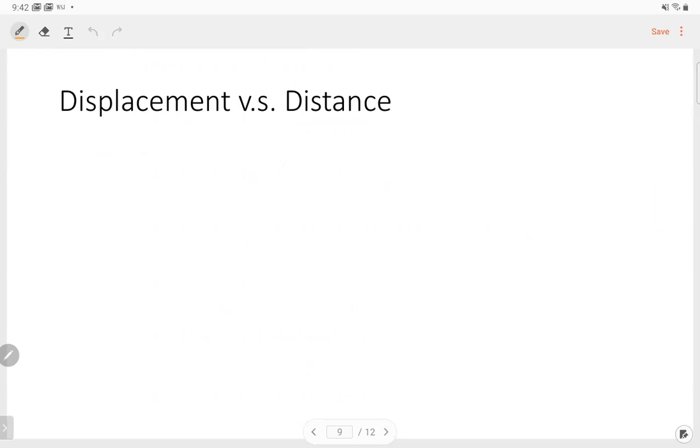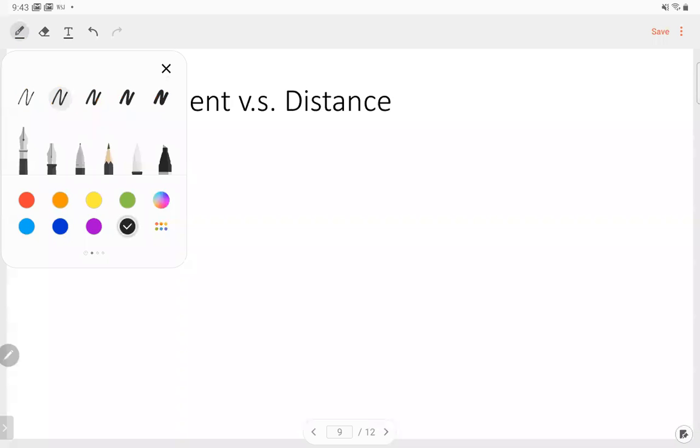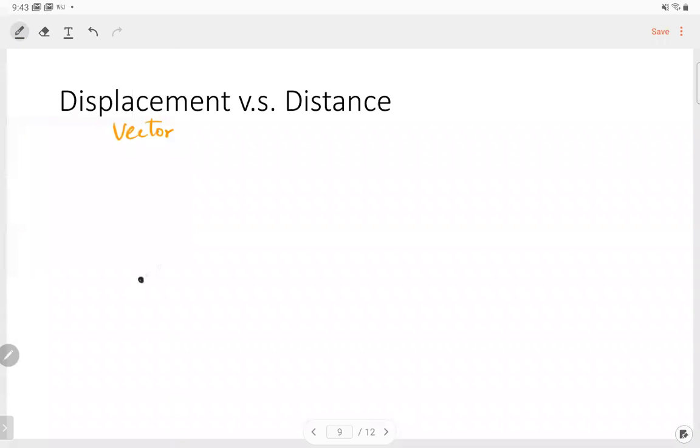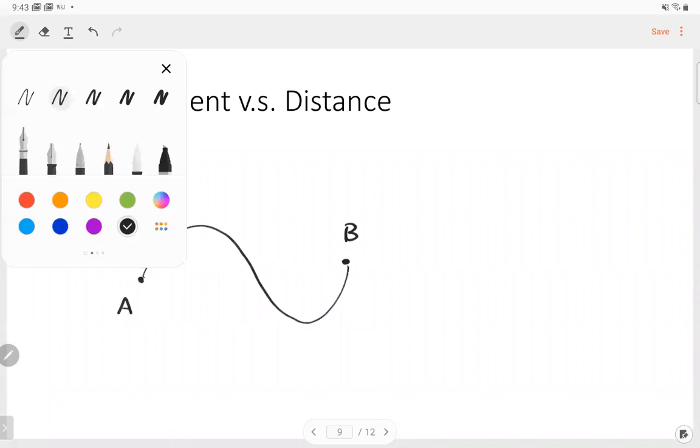The first one, if we talk about displacement, this is a vector. For example, if we have a mass point moving from position A to position B along a meandering path, then when we talk about distance, that's the distance along this curve, the length of this curve.